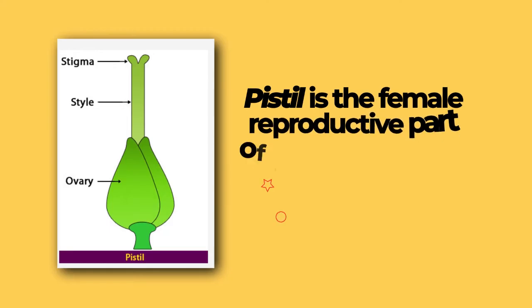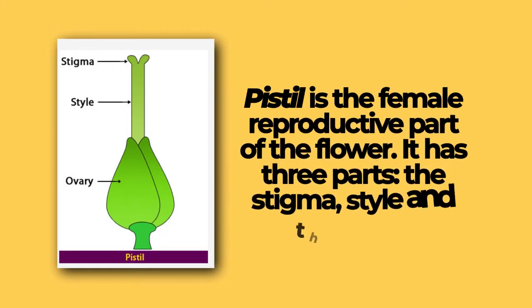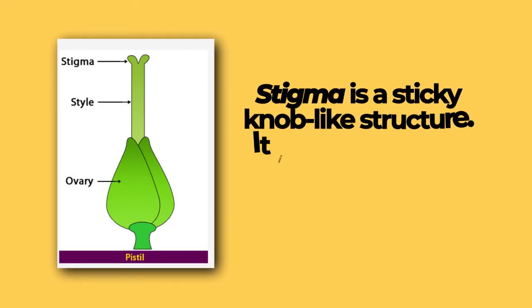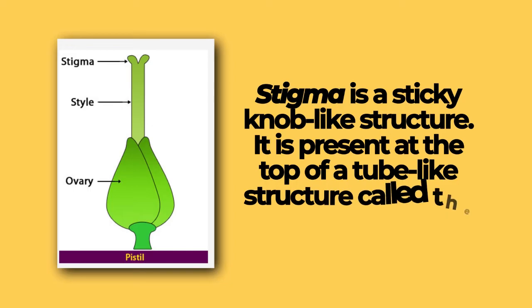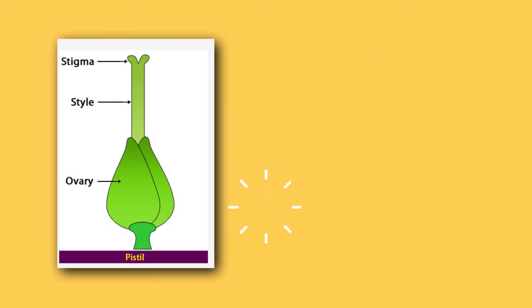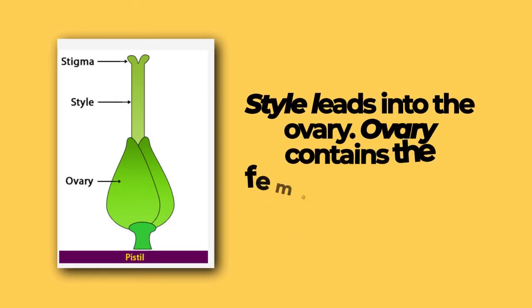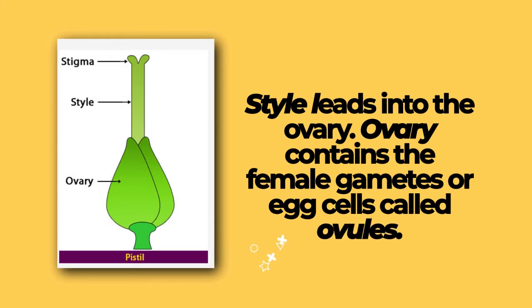Pistil is the female reproductive part of the flower. It has three parts: the stigma, style, and the ovary. Stigma is a sticky knob-like structure. It is present at the top of a tube-like structure called the style. Style leads into the ovary. Ovary contains the female gametes or egg cells called ovules.